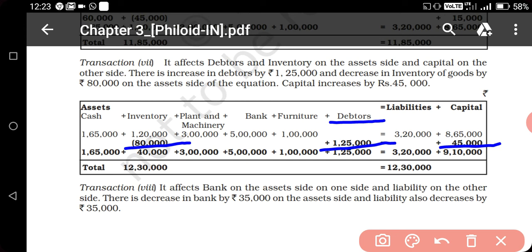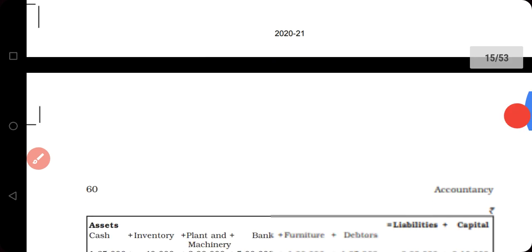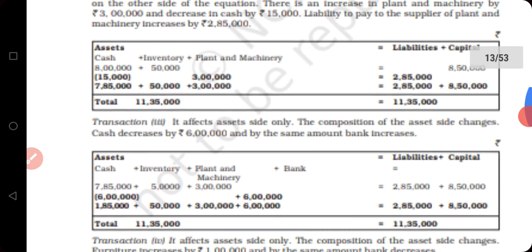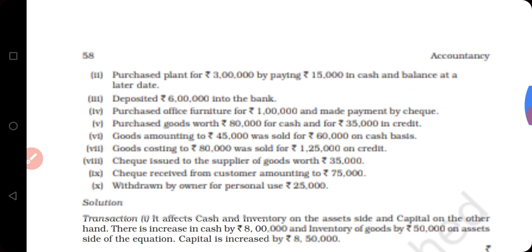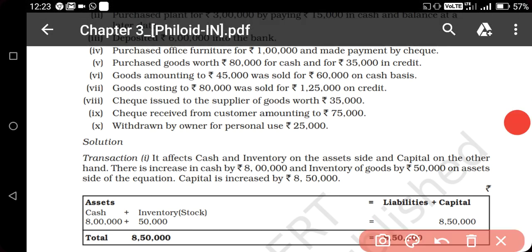Now see the balances. Cash balance no impact, same 1,65,000. Inventory 40,000. Plant and machinery. This way we will calculate the balance and both side totals are equal. Now we will move into the next transaction, transaction number 8.